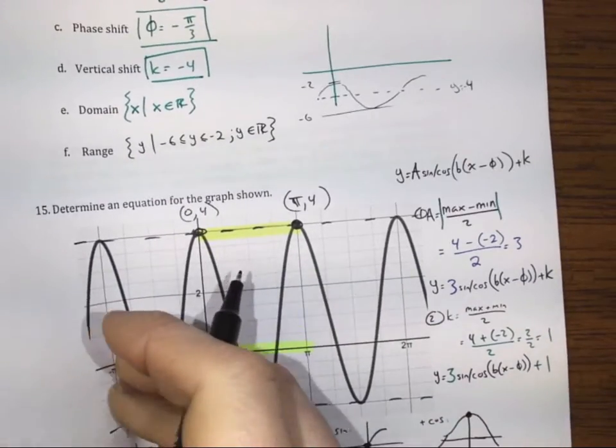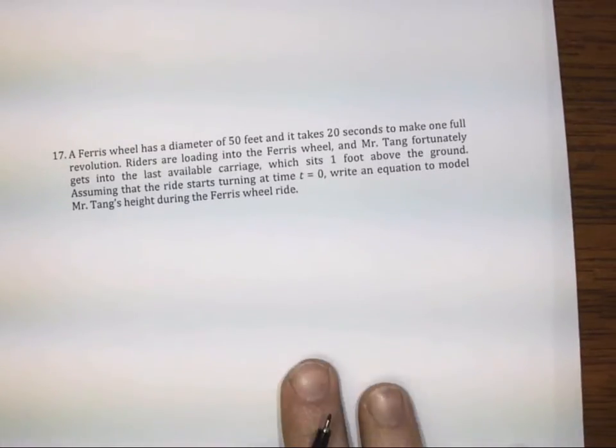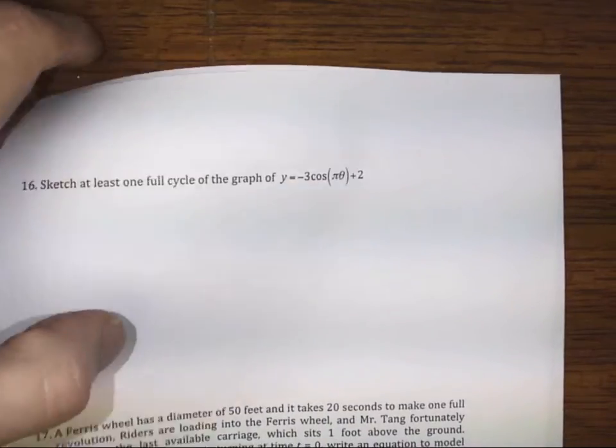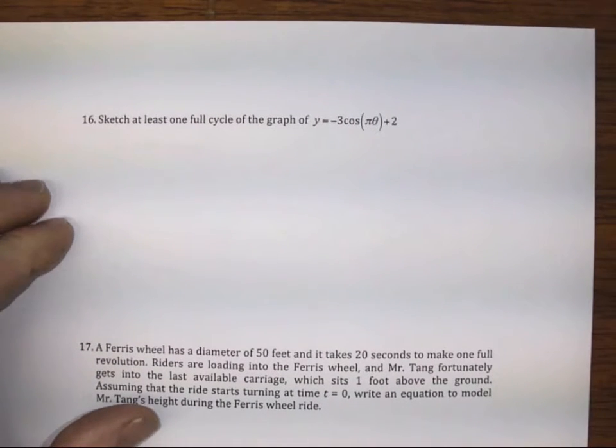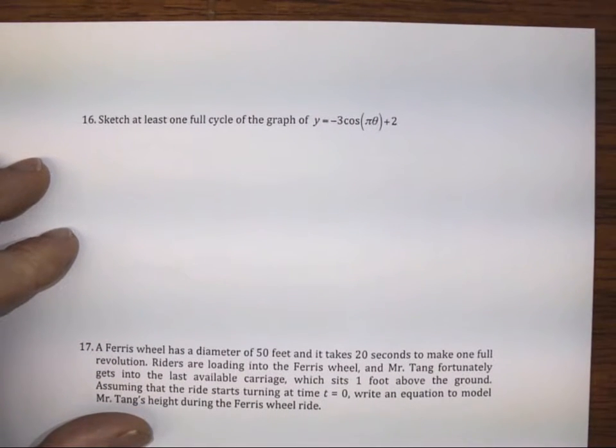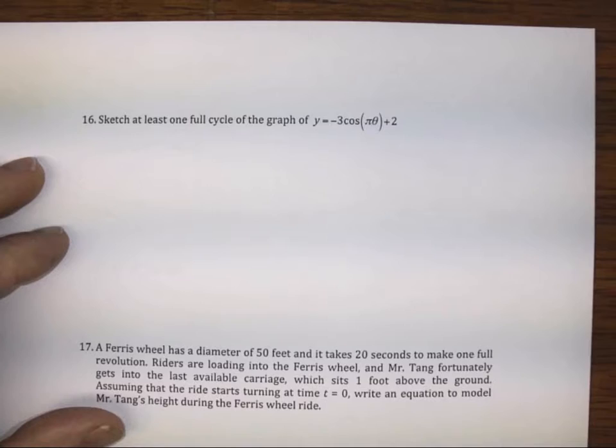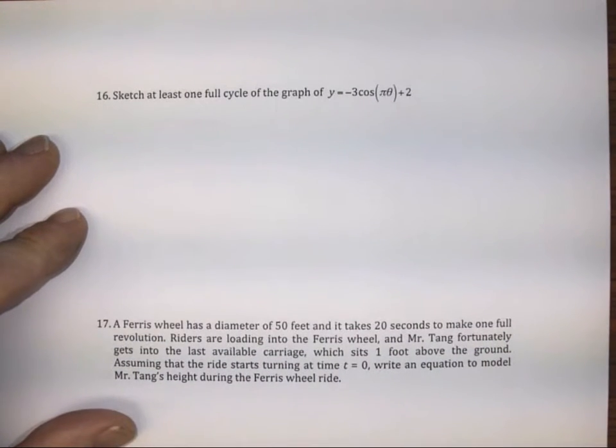So let's see what else we got here. All right, so: sketch at least one full cycle of the graph y equals -3 cosine of pi theta plus 2. Okay. So what do we need to know?